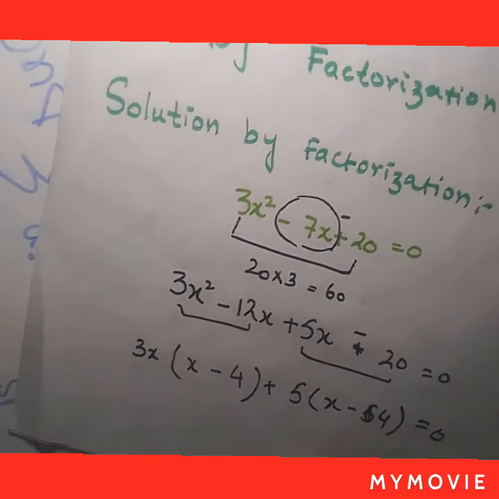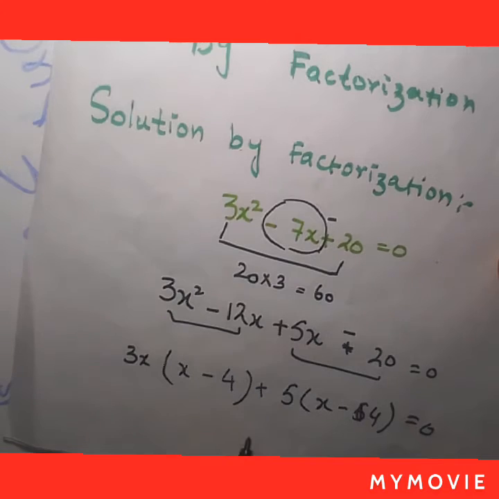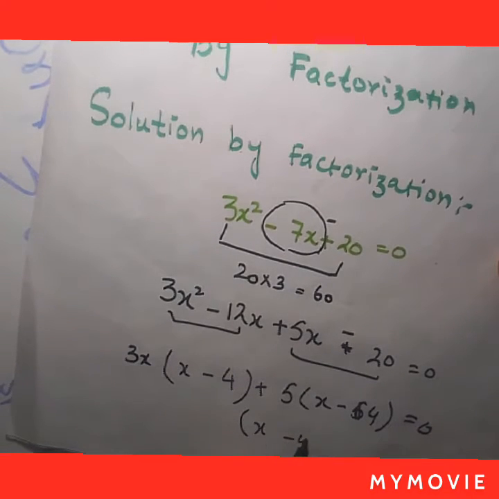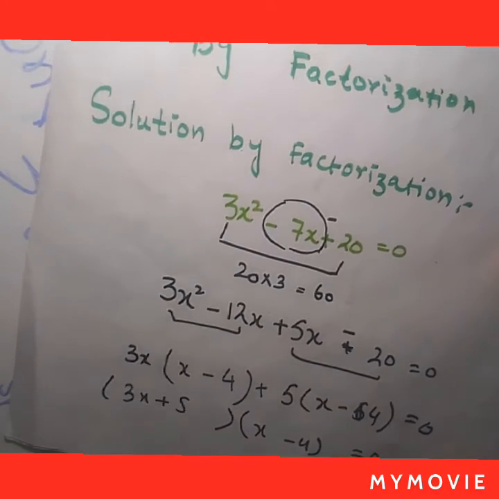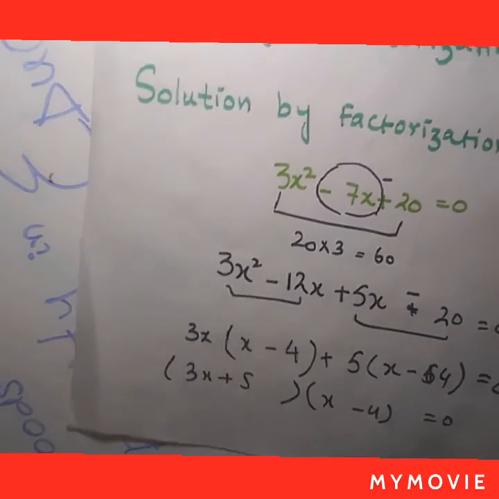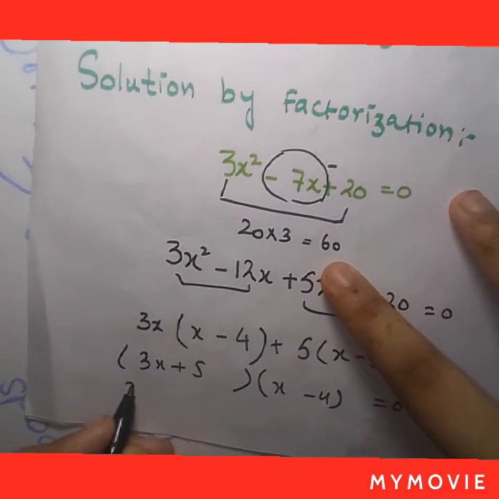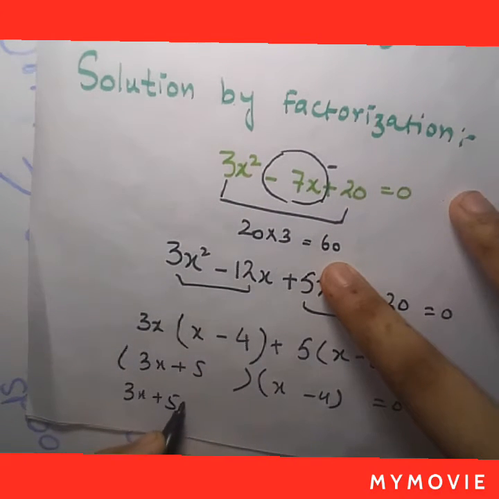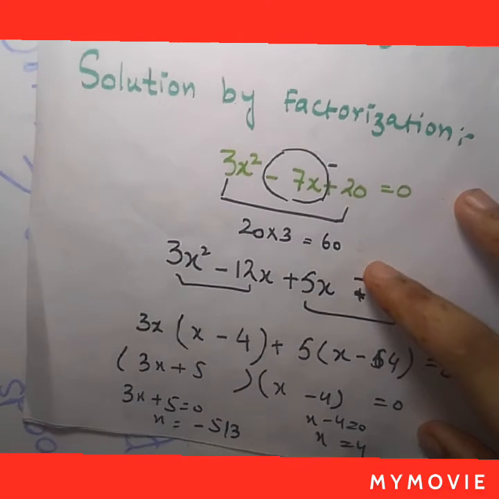Now take the common factor x minus 4 in the second step, and 3x plus 5 as the other factor, equal to 0. Now you can say 3x plus 5 is equal to 0, or x minus 4 is equal to 0. So x may be minus 5 by 3, or x is equal to 4.